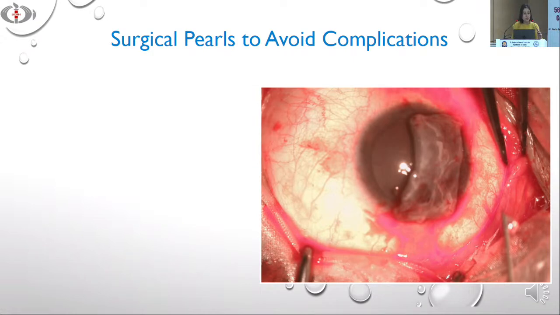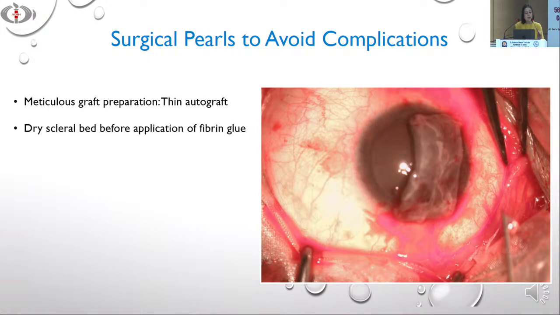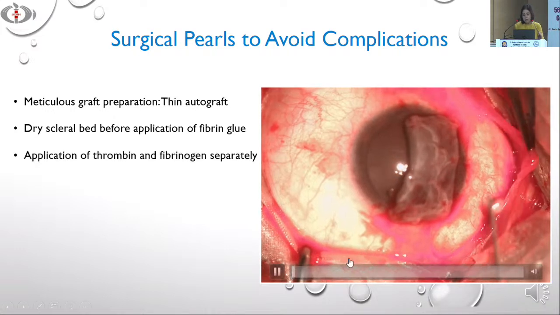I'd just like to share a few surgical pearls to avoid these complications. First is to have a thin autograft. Then drying of the scleral bed before application of the glue. We should not have any hemorrhage or bleeding at that site, because otherwise that will again tend to balloon up the graft. And then we need to use this fibrin glue.